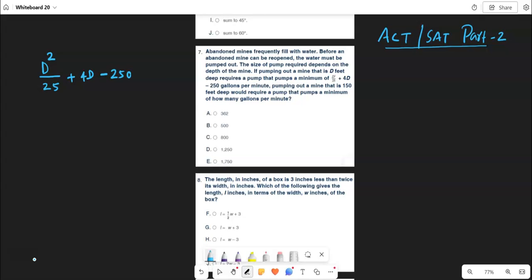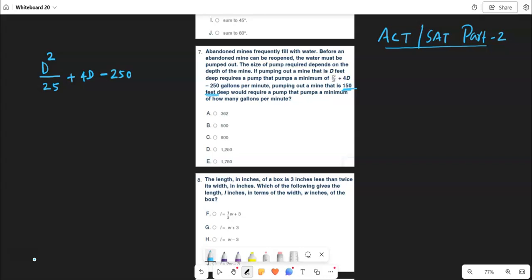So we are actually looking for the capacity of the pump, the minimum number of gallons per minute. Let me read the question one more time. If pumping out a mine that is d feet deep requires a pump that pumps a minimum of d square by 25 plus 4d minus 250, so that's a contextual equation. Pumping out a mine that is 150 feet deep. The depth of the mine is given. Depth represents d here. So what we basically need to do is find the capacity of the pump. You need to just replace d with 150.